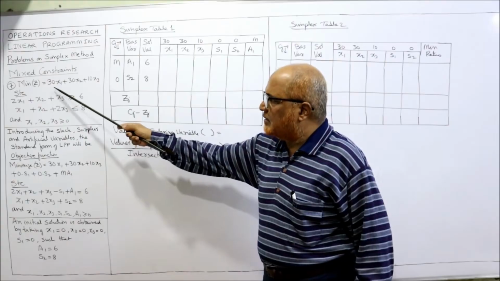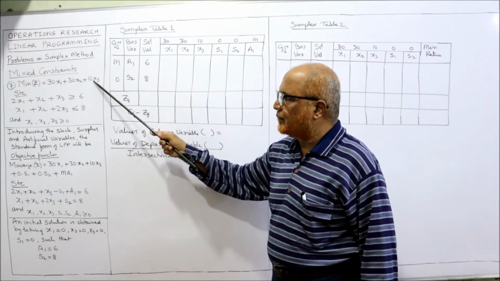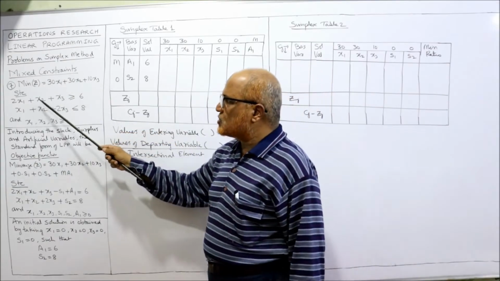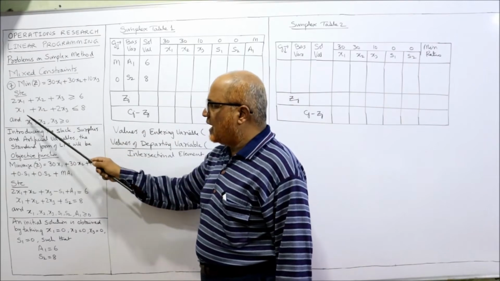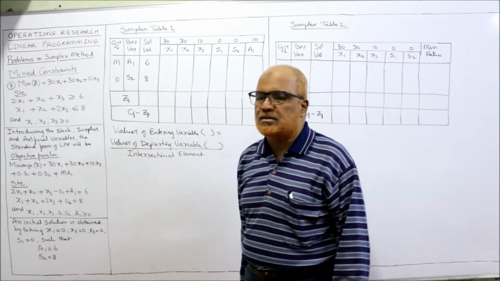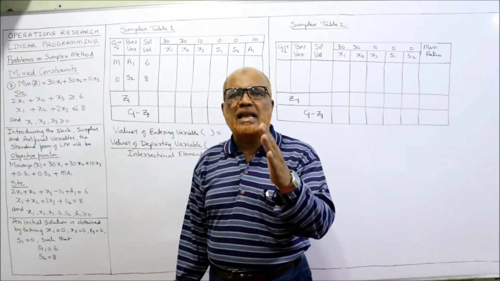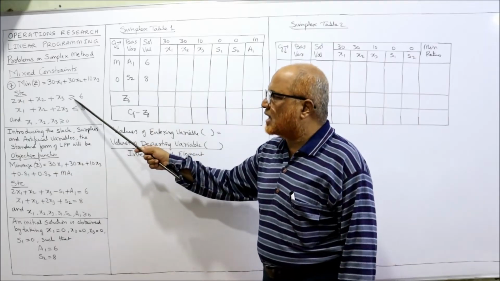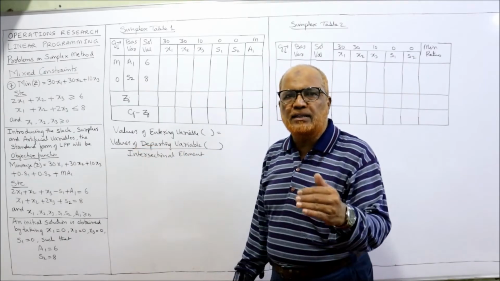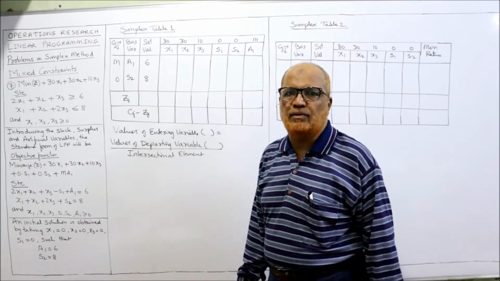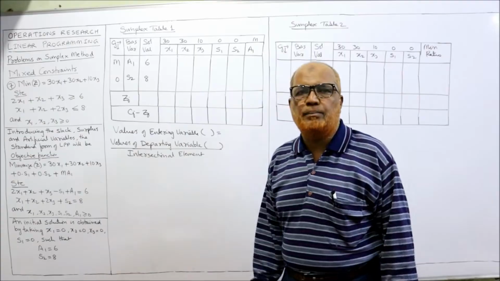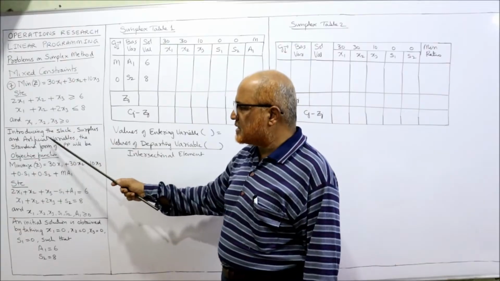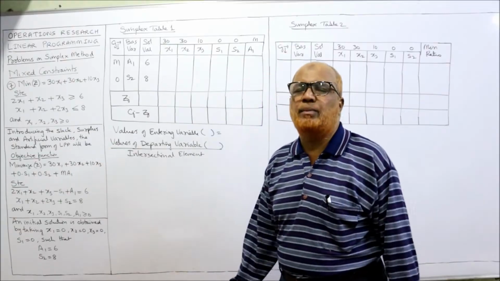So here the problem is like this: 30x1 plus 30x2 plus 10x3. The coefficients of x1 30, x2 30, x3 10, and 2x1 plus x2 plus x3 greater than equal to 6 and x1 plus x2 plus 2x3 less than equal to 8. Now we have to introduce the slack variable, surplus variable and artificial variable. First inequality is greater than equal to type, so we have to deduct the surplus variable and add the artificial variable. Second constraint is less than equal to type. Here we have to add the slack variable. So introducing the slack, surplus and artificial variable, the standard form of LPP will be as follows.